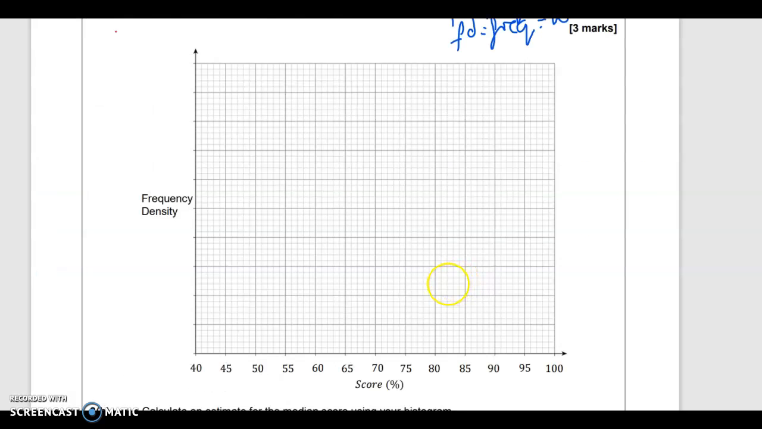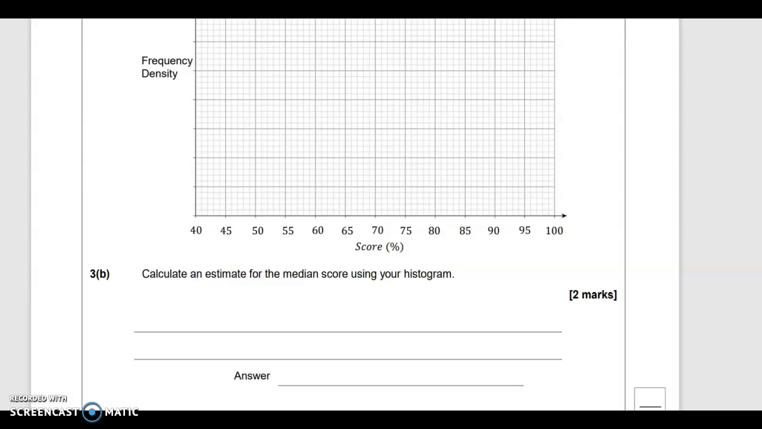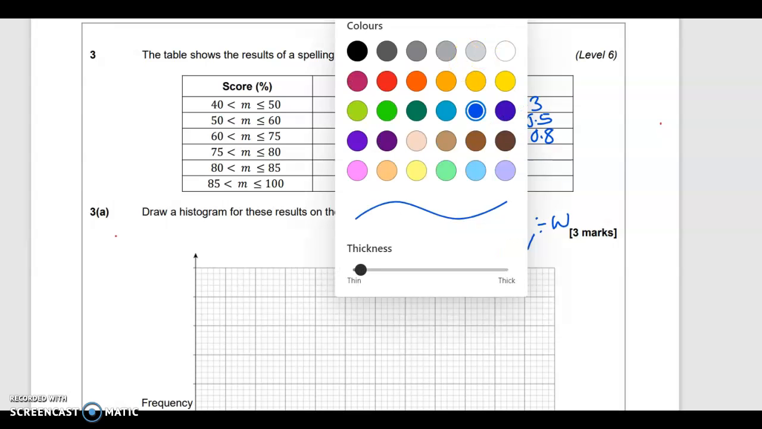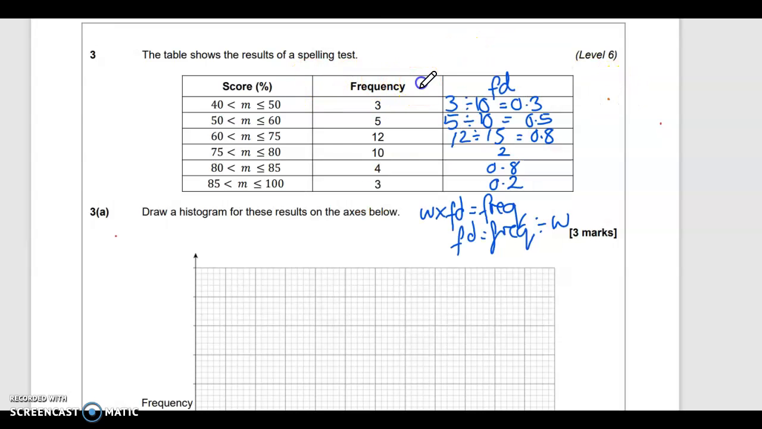Now, if we go back to the question, they're asking you to work out an estimate for the median. The median is the middle value, so you need to know the cumulative frequency to be able to find the middle value. The cumulative frequency is this as a running total. So 3, then 3 add 5 is 8, add 12 is 20, add 10 is 30, add 4 is 34, and add 3 is 37.